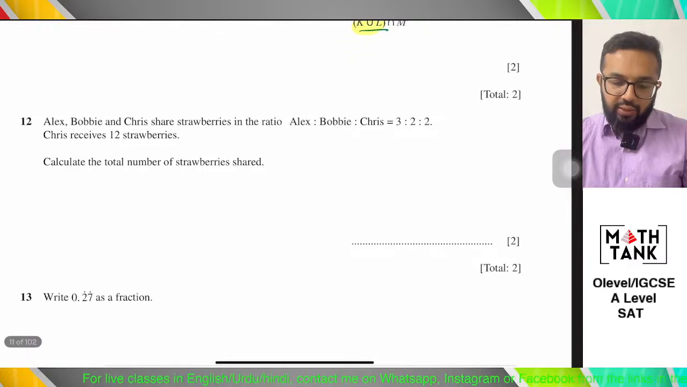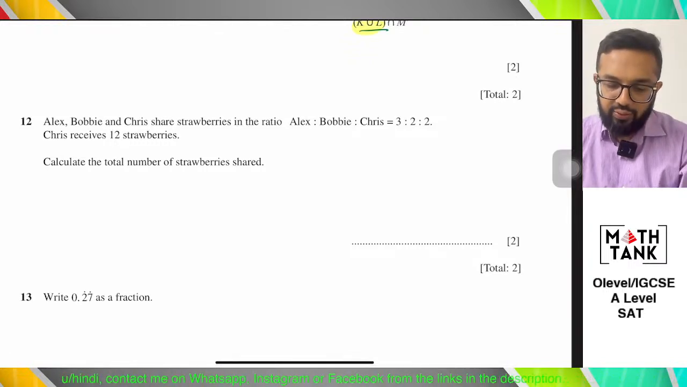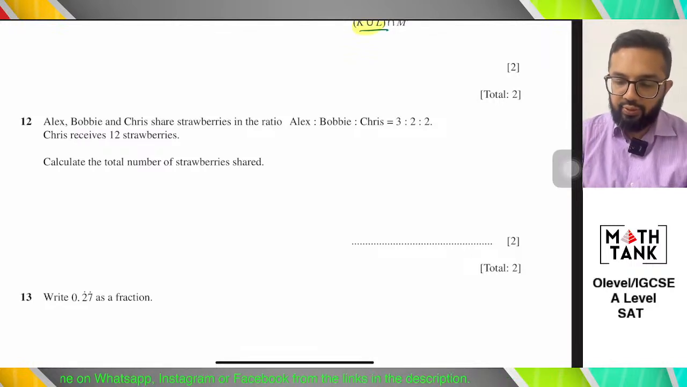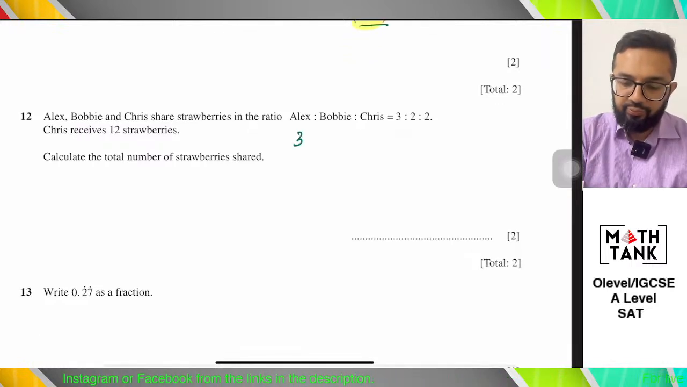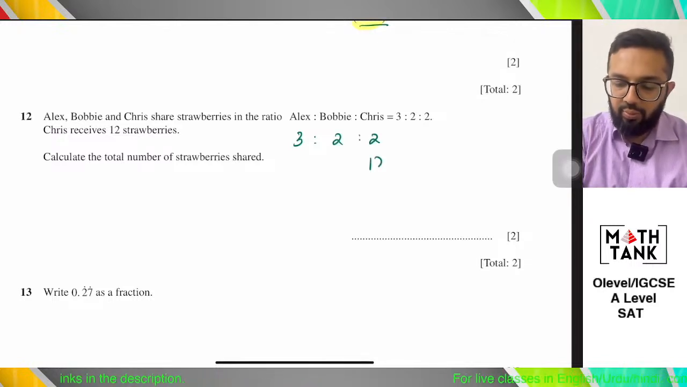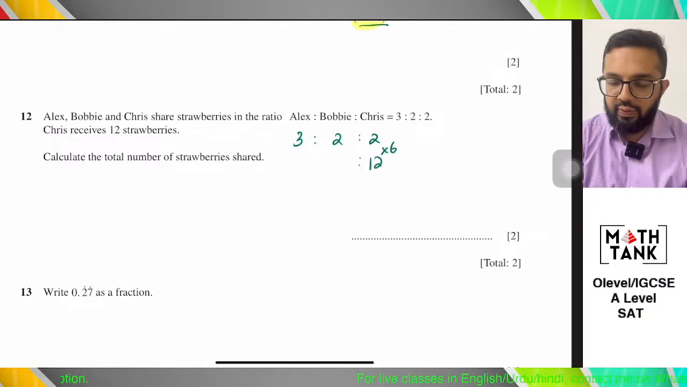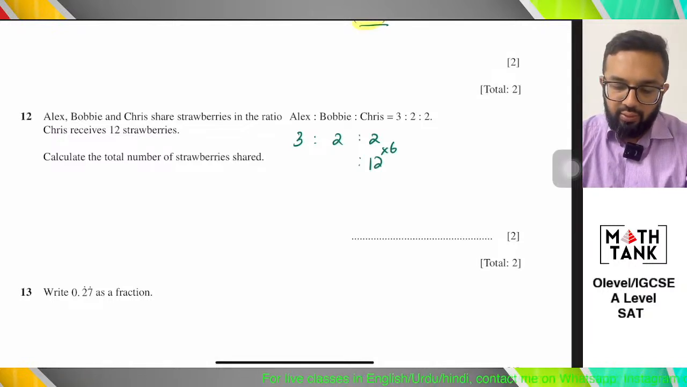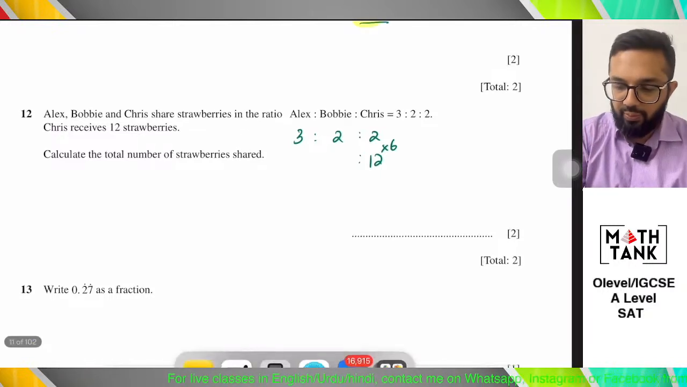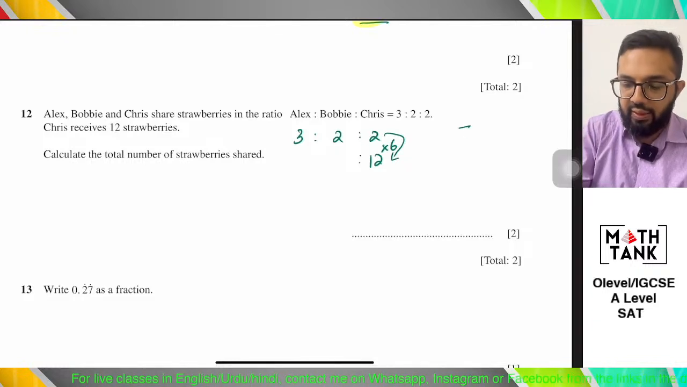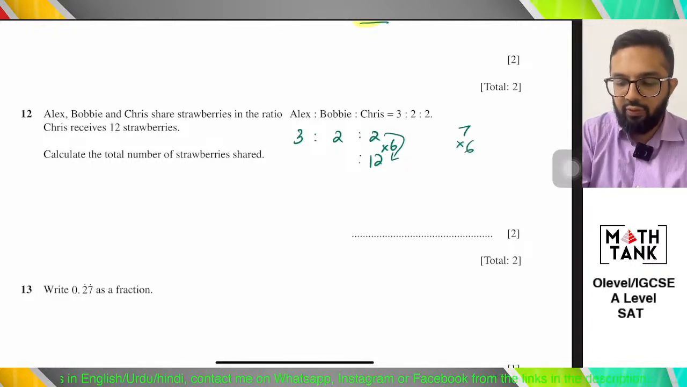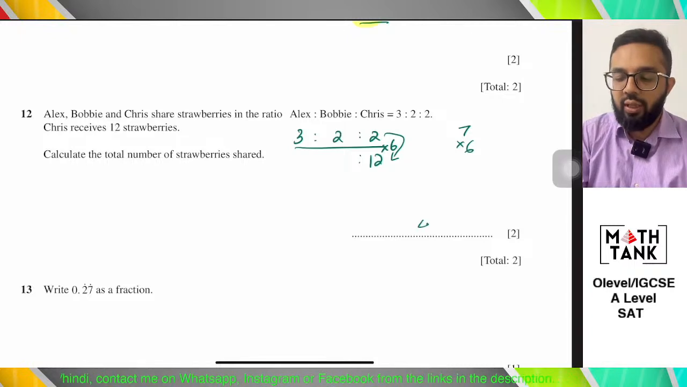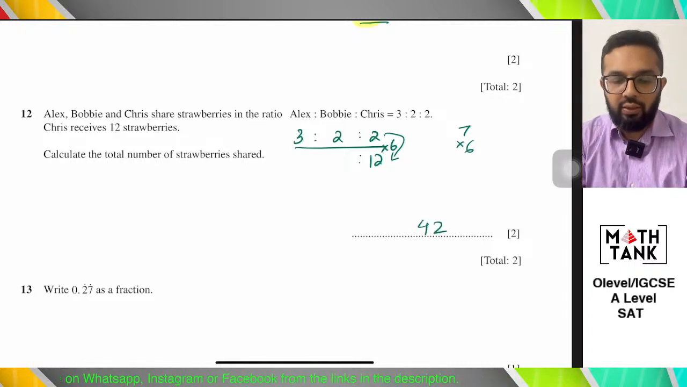Then this is: Alex, Bobby, and Chris share strawberries in the ratio Alex, Bobby, Chris. Chris receives 12 strawberries. Okay, Chris receives 12, so this is times 6. If this got multiplied with this 6, then 7 also needs to be multiplied with 6. 7 is the sum of the ratios. They have a total of 42 candies between them.